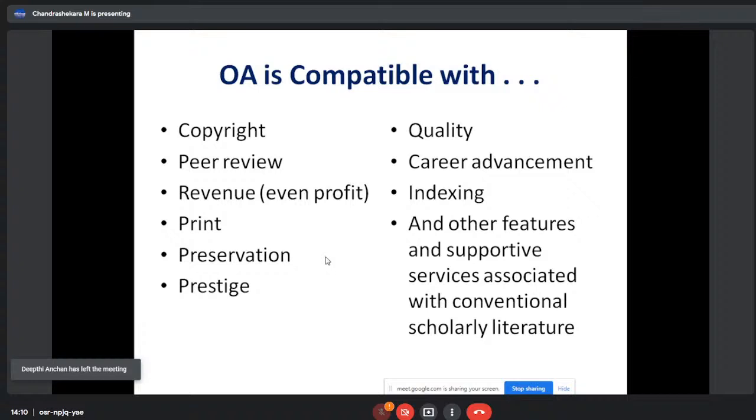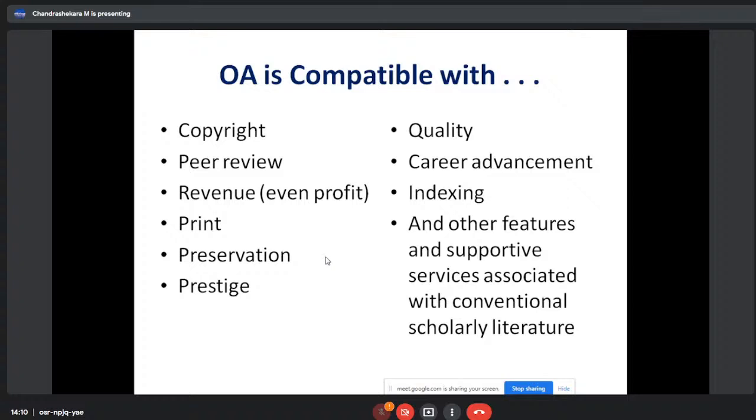And revenue, even profit, because they can get some profit also, because the APC charged to the author, this publication charge, through that they can get the money. And the print also, we can do this print. Sometimes they will bring this along with the printed journal publications. Preservation, no issue. Preservation we can do digitally.